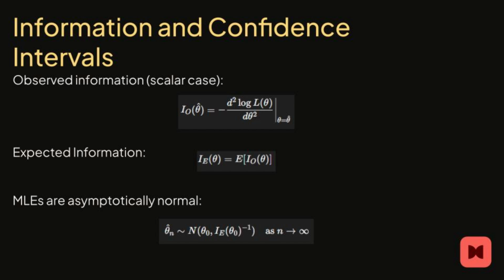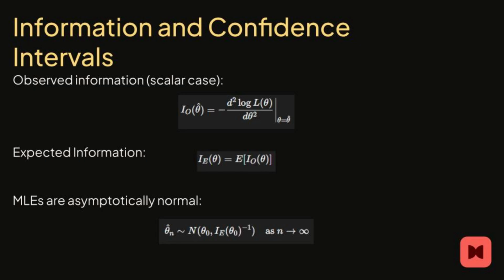We also use the second derivative to measure how sensitive our estimate is. This gives us the observed information, which is minus the second derivative of the log likelihood, evaluated at our MLE. We can also compute the expected information. That's just the average of the observed information over many hypothetical samples.